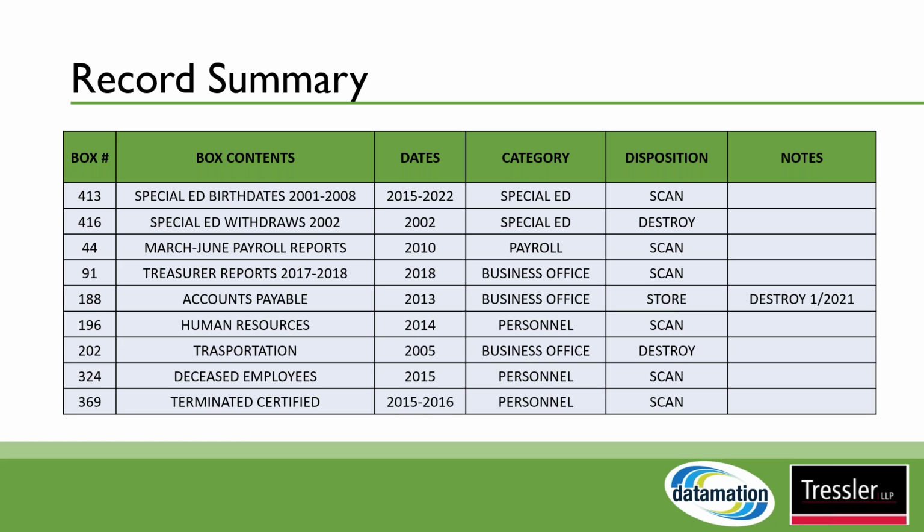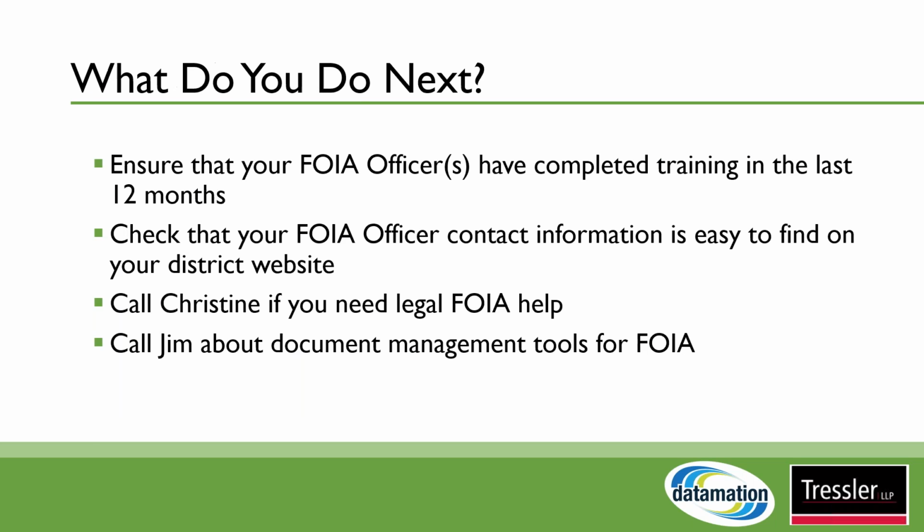And then if you look at the fifth line down, there are accounts payable files from 2013, which come under the business office project. I would recommend putting these in my warehouse and storing them till January, at which we know they're all 7+ years old, at which point we can shred them. So you get the gist of it. For every 100 boxes we go through, there's probably only about 50 that need to be scanned, and the rest can be either destroyed or stored for a period of time.